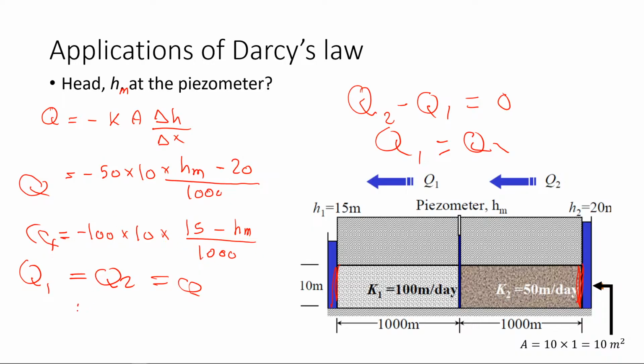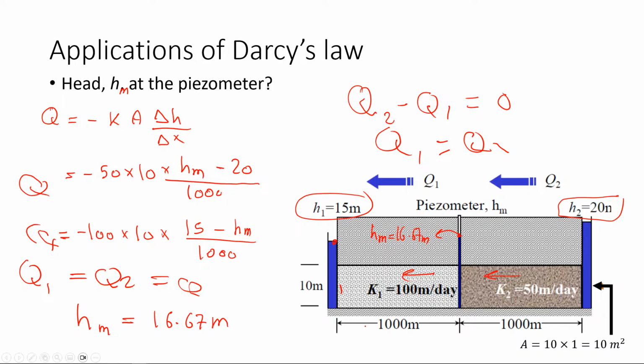If you solve this, the HM that I got here is 16.67 meters. Okay, good. So here is 20 meters, here is 15 meters, and the head here, HM, would be something in between. Otherwise, remember, flow is from high hydraulic head, high energy, to low energy. So that's 16.67 meters, and that's why that would be your flow direction.